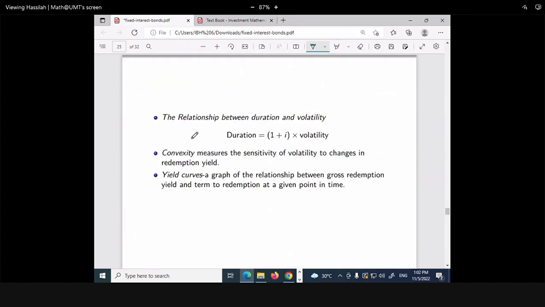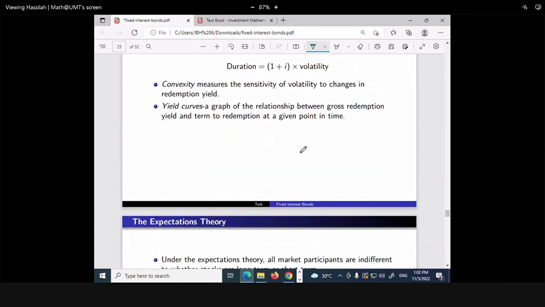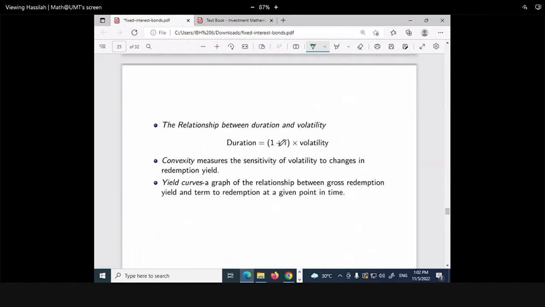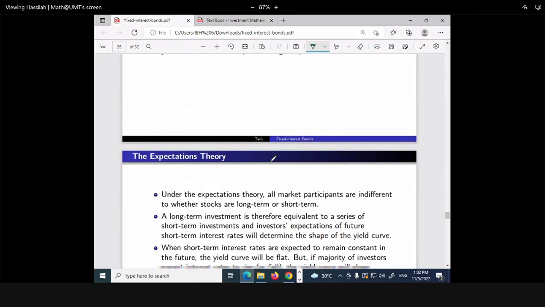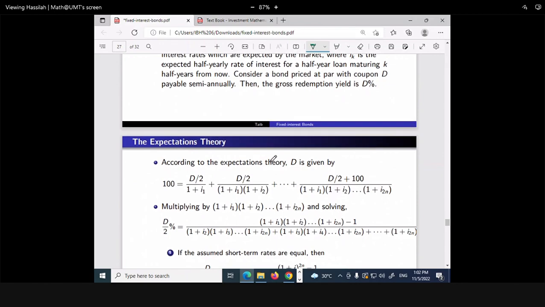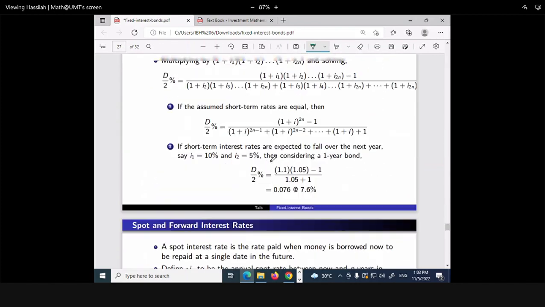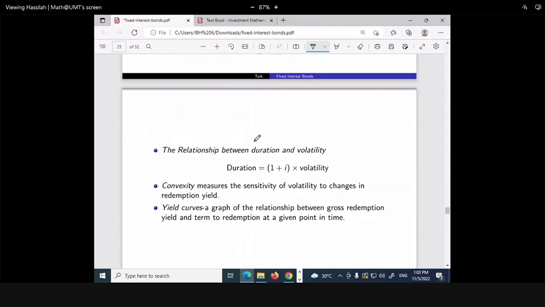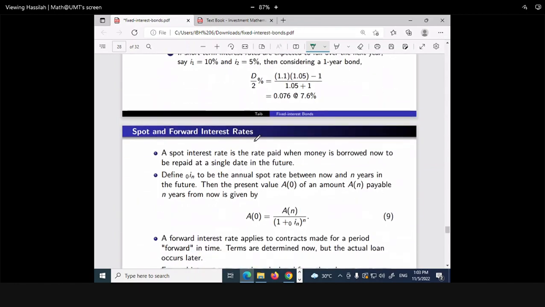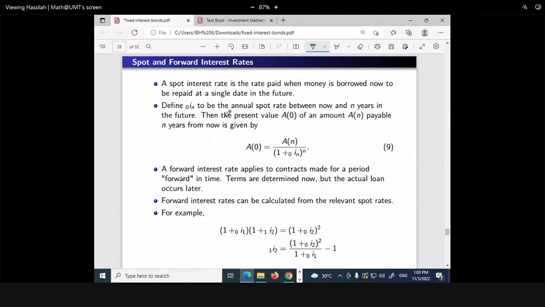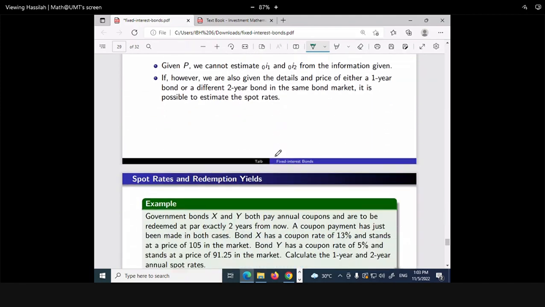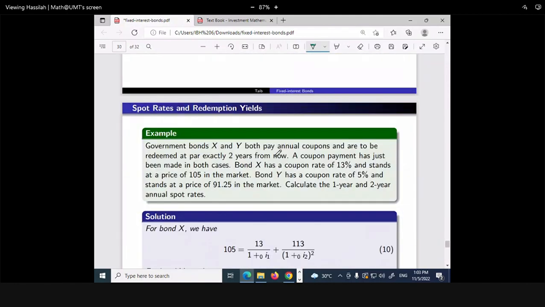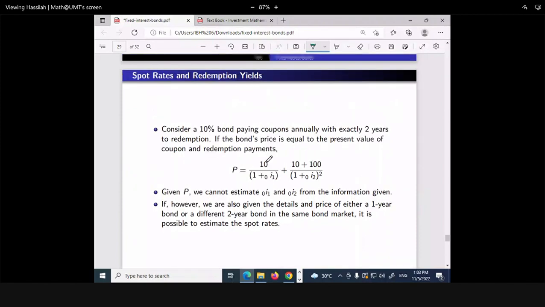Okay, so ada hubungan antara duration dengan volatility pun kita akan bincangkan. So you tengok dulu, baca balik, nanti kita akan bincang dalam kelas seterusnya. Tapi saya nak you lah yang bincang. Seterusnya kita tak pergi pada expectation theory, tapi kita akan masuk kepada spot and forward interest rate. Boleh check out this one first supaya kita boleh habiskan bab ni dalam kuliah yang seterusnya. Okey, ada soalan?